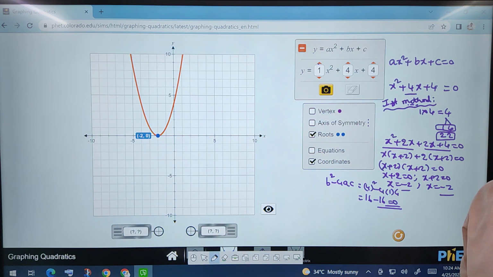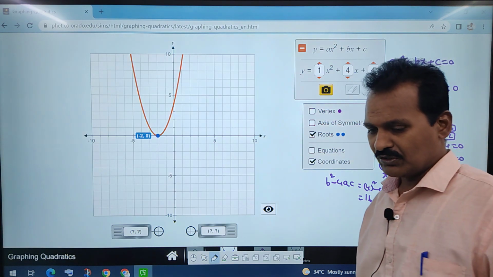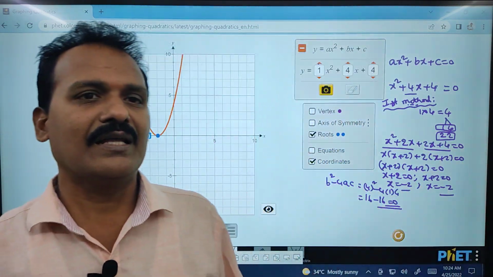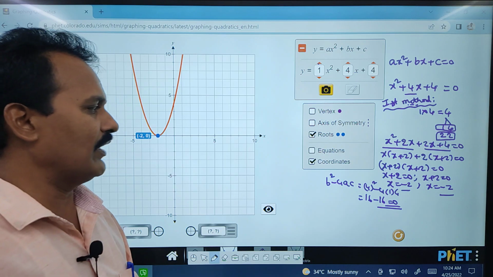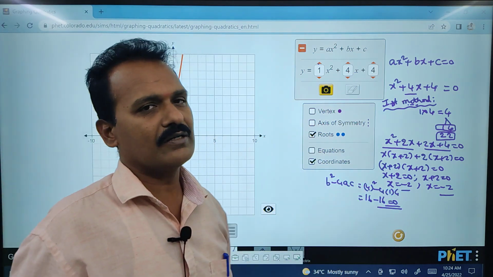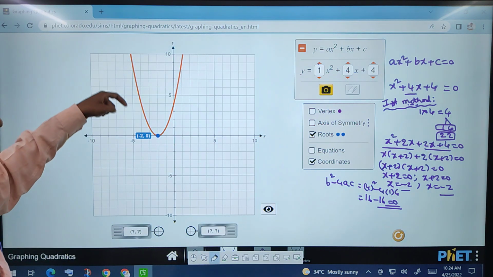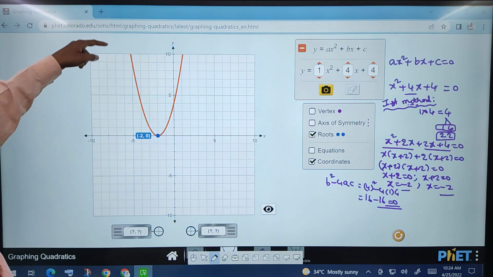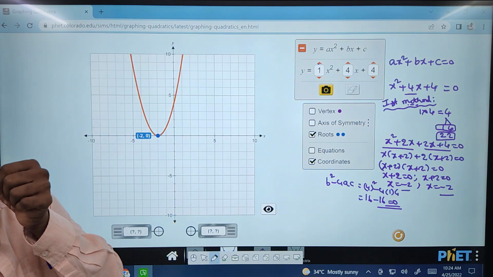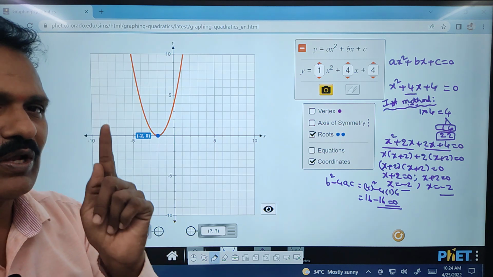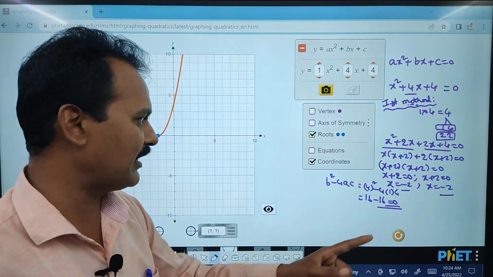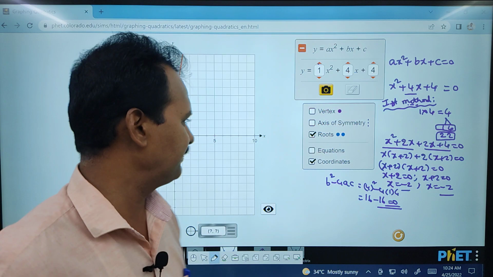So when you are getting b square minus 4ac equal to 0, then we can say that the nature of the roots is equal. So here we already got the equal roots. That's why this parabola graph touches the x-axis at only one point, because these two roots are the same.